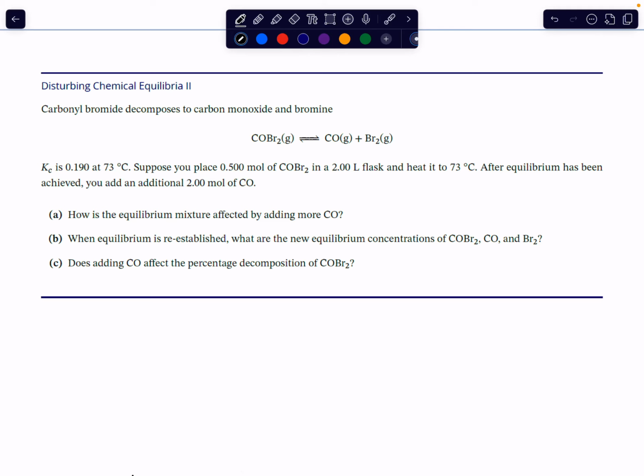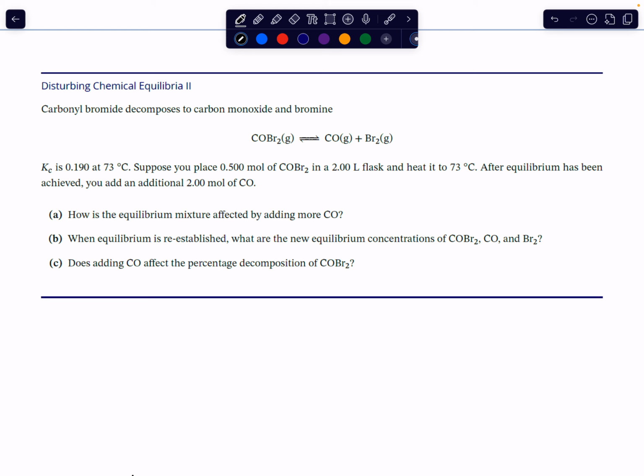Hello everyone, so let's continue on with looking at disturbances to chemical equilibria. And in this example we look at carbonyl bromide, which decomposes to carbon monoxide and bromine, and we're given the chemical equilibrium. Kc is 0.19 at 73 degrees Celsius.